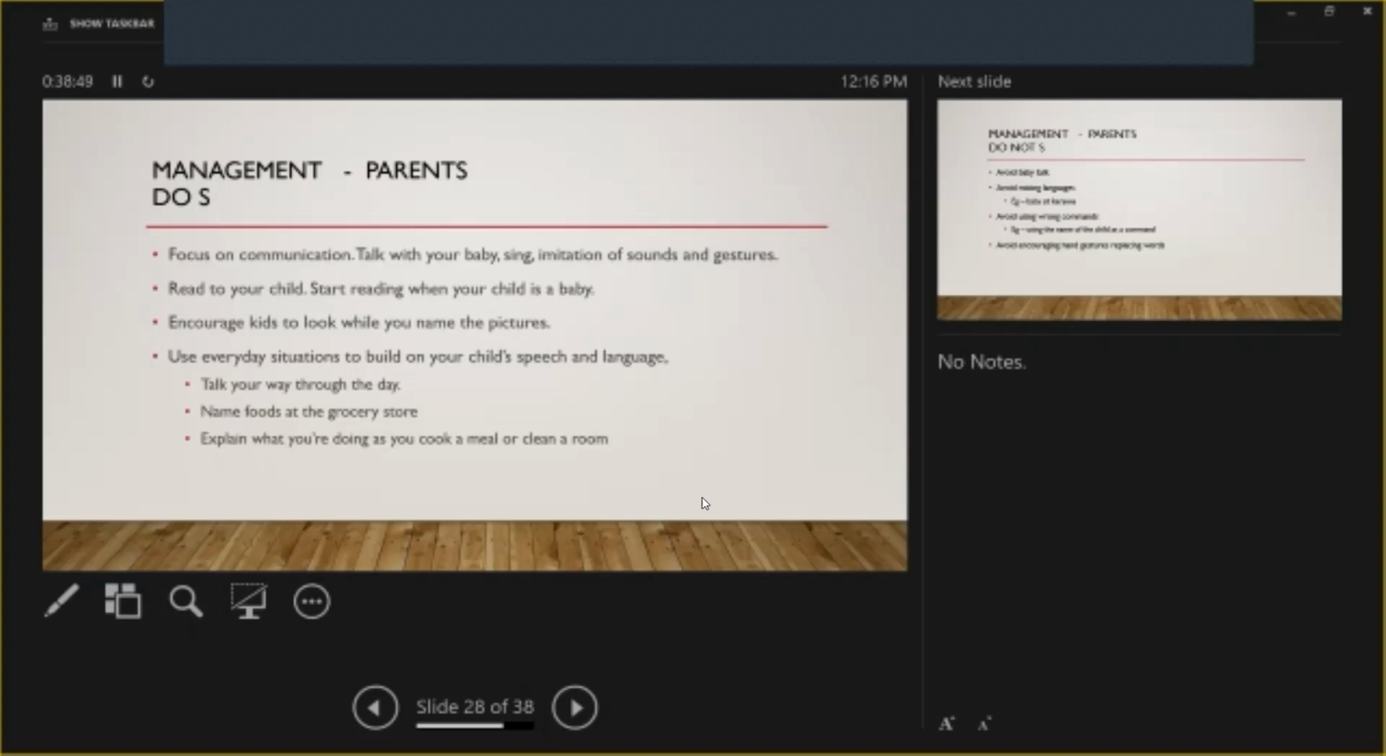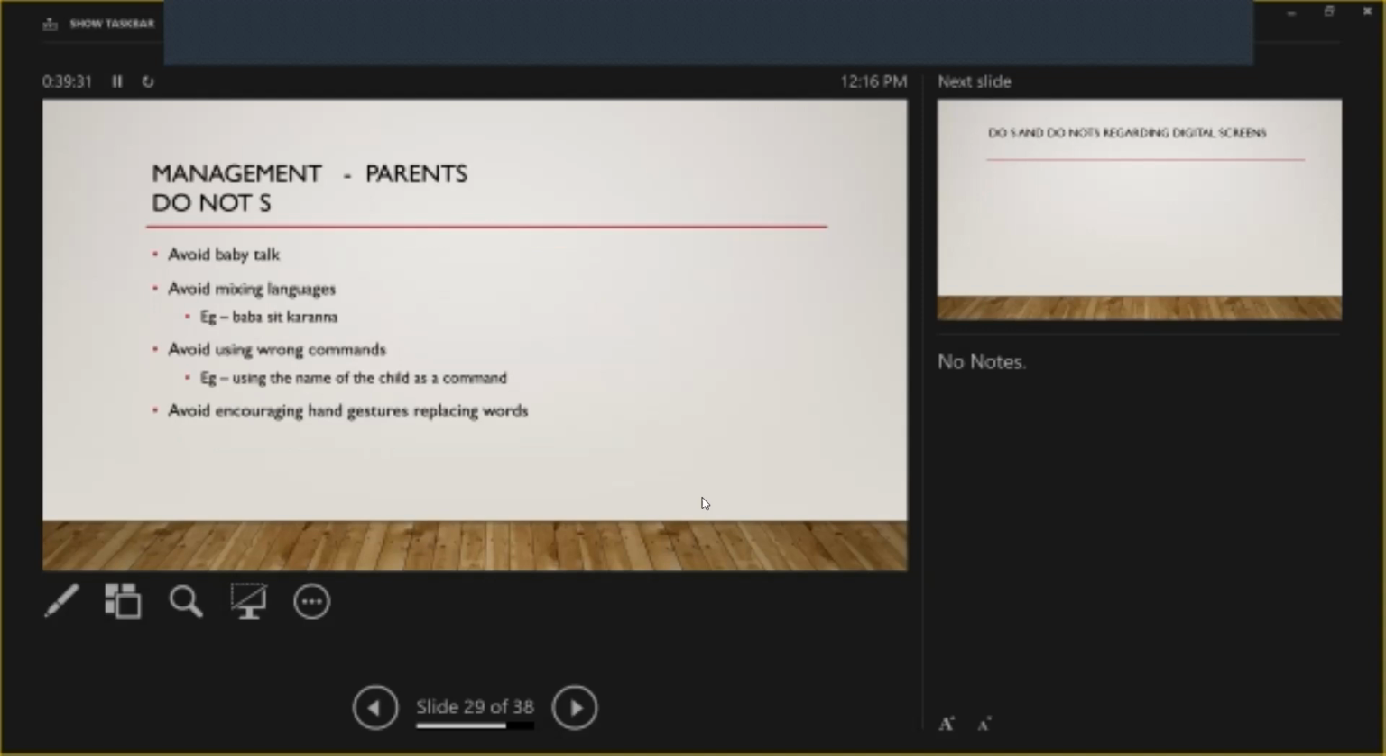When you are interacting with a child, you need joint attention, right? A lot of children with autism, they play, but they don't have joint attention. They don't join people. They are in their own world, parent in their own world, right? You need this joint attention. And use everyday situations to build your child's speech and language. When you are doing something, talk your way through that, right? Or when you are going to a grocery store, name the items with the child and explain what you are doing, while cooking or while cleaning, right? Don't just do it silently, explain it, tell it, so that the child's vocabulary improves, right?